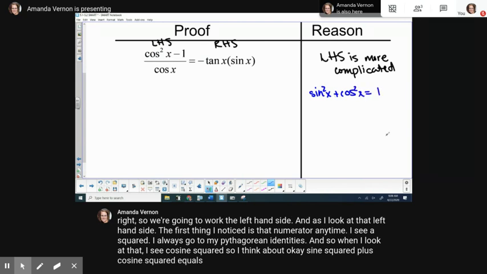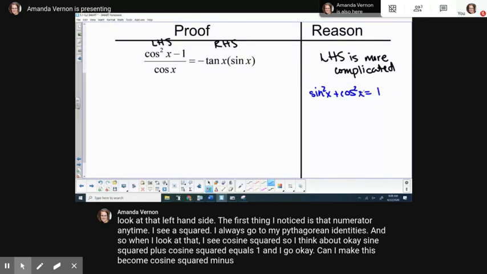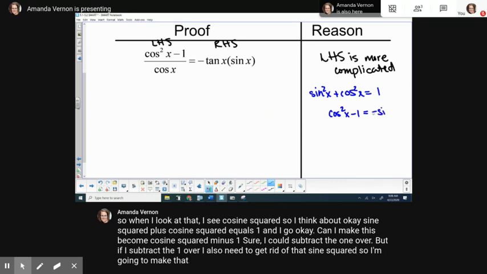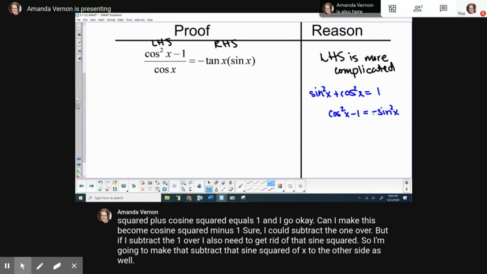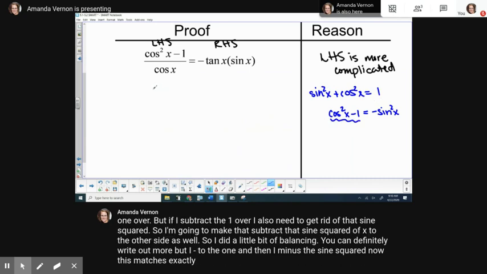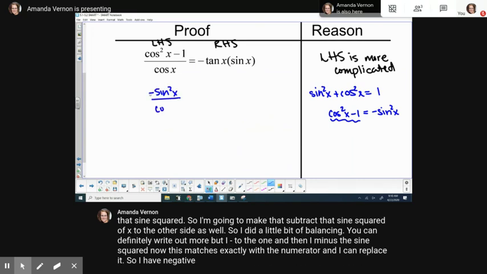And I go, can I make this become cosine squared minus 1? Sure, I could subtract the 1 over. But if I subtract the 1 over, I also need to get rid of that sine squared. So I'm going to subtract that sine squared of x to the other side as well. So I did a little bit of balancing. You can definitely write out more, but I minused the 1 and then I minused the sine squared. Now this matches exactly with the numerator and I can replace it. So I have negative sine squared of x over cosine of x.